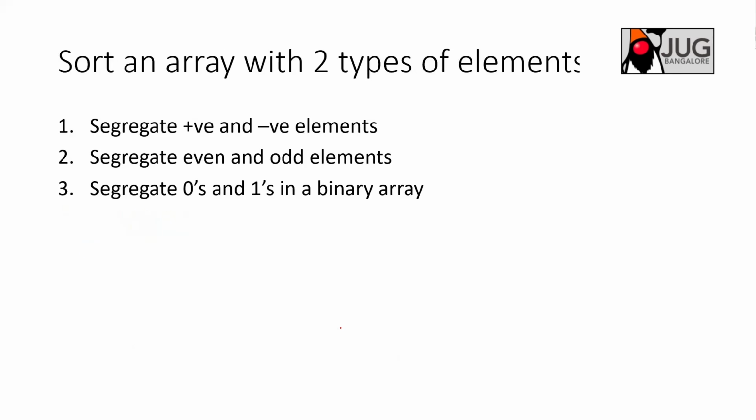The next question that can come is to sort an array with 2 types of elements, right? They may give you some positive and negative elements, and then they may ask you to sort based on positive elements or negative elements. So you can select any pivot and sort based on that. And they may ask you to segregate based on even and odd elements. So you can select the pivot as anything.